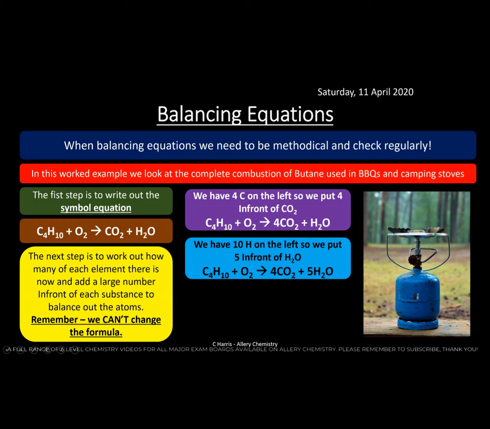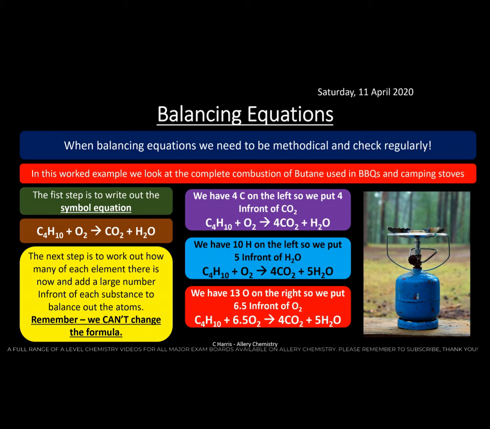The next one is that we actually have 10 hydrogens on the left because we've got C4H10. So we need to have 10 hydrogens on the right. And again, the only substance on the right-hand side which contains hydrogen is water. So we need to put a 5 in front of there because 5 lots of H2O gives us the 10 hydrogens that we need to balance it out from the left. So we need to keep going because it's still not balanced.